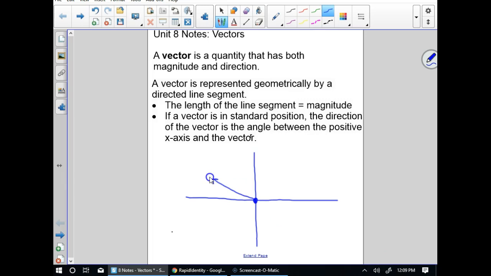So like if I have this vector right here, the length of that vector, how long it is, let's say that this is 6 centimeters, that's my magnitude. Your direction of your vector, if it's in standard position, is the angle between the positive x-axis and the vector. So you start right here at 0 and you go around to this point. That might be like 150 degrees. So we would say that vector has a magnitude of 6 and a direction of 150 degrees.